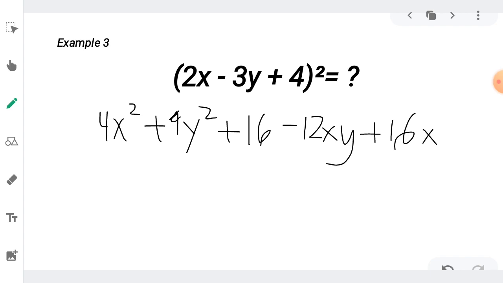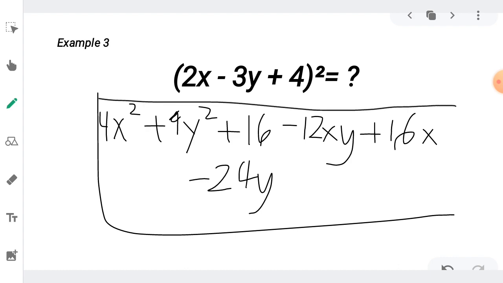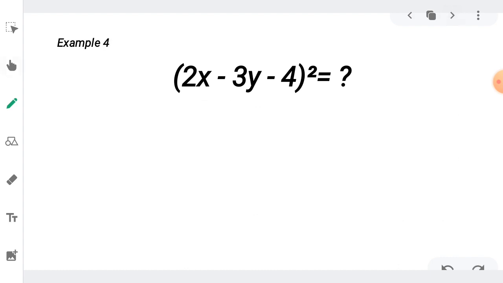Next is twice the product of the second and third term. So negative 3y times 4 is negative 12y times 2 is negative 24y. So this is the answer in this example number 3. So how about example number 4?